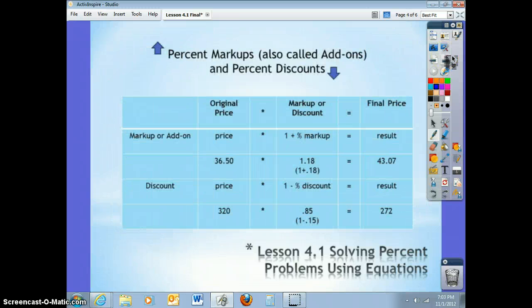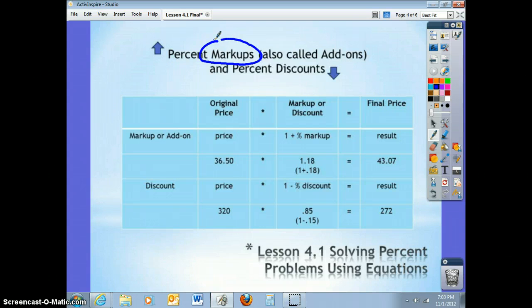Okay, now let's talk about these percent problems and how they might be applied to real-world situations. Very common ways that they're applied to real-world situations that we can relate to are purchasing things. So you might be purchasing something and it might have tax on it. That would be a markup.